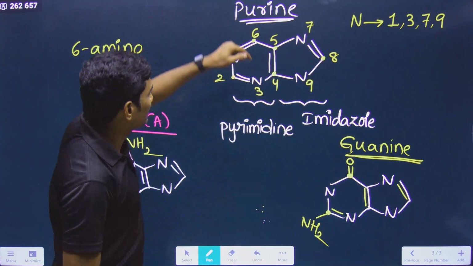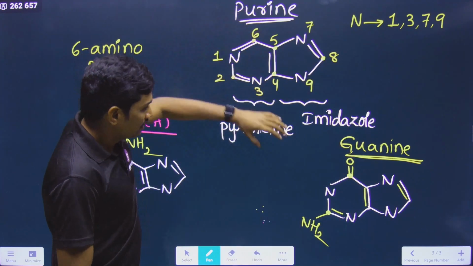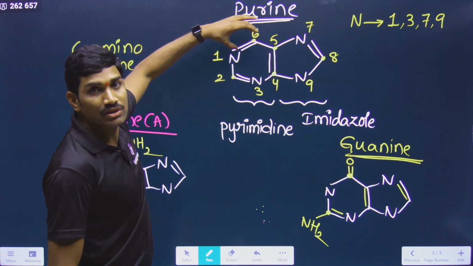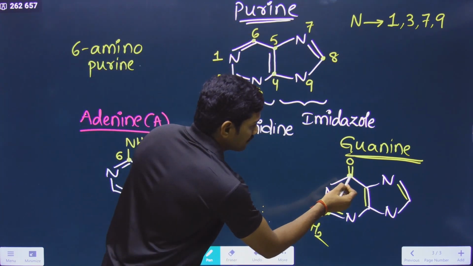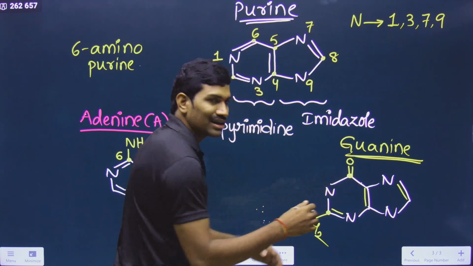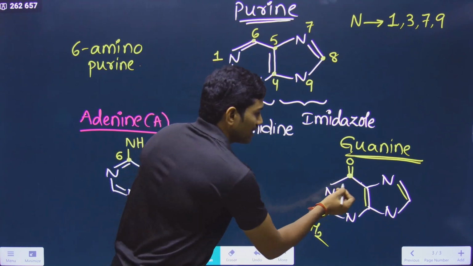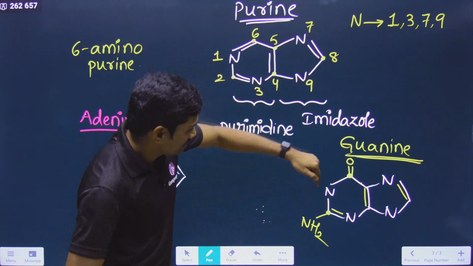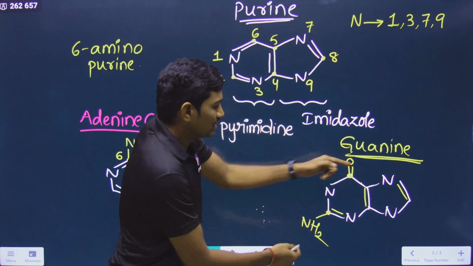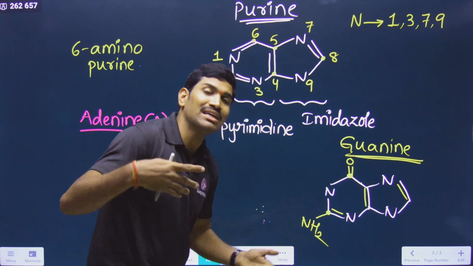But the problem will come for 1 and 6. Between 1 and 6, now you just observe carefully. Can you keep double bond here? No, because for this carbon, 1, 2, 3, 4, already 4 bonds are there. So you cannot keep double bond. So don't keep double bond. If you are not keeping double bond, what happens? For this nitrogen, 1, 2 bonds are there. So by default, third one will be with hydrogen.